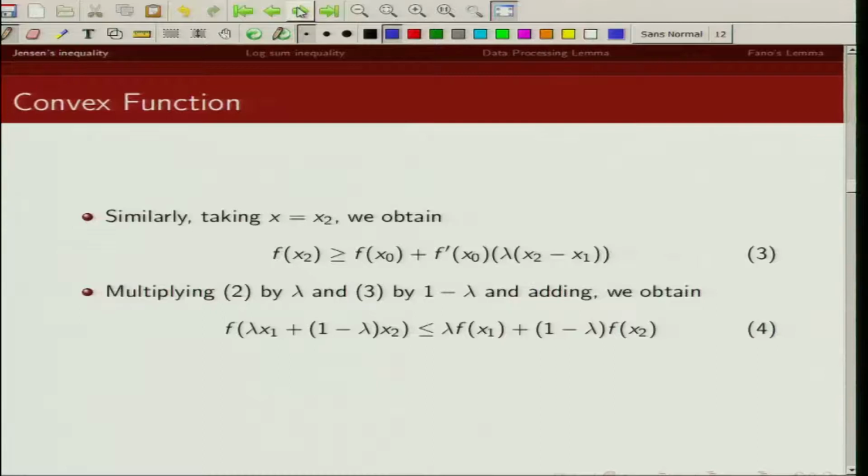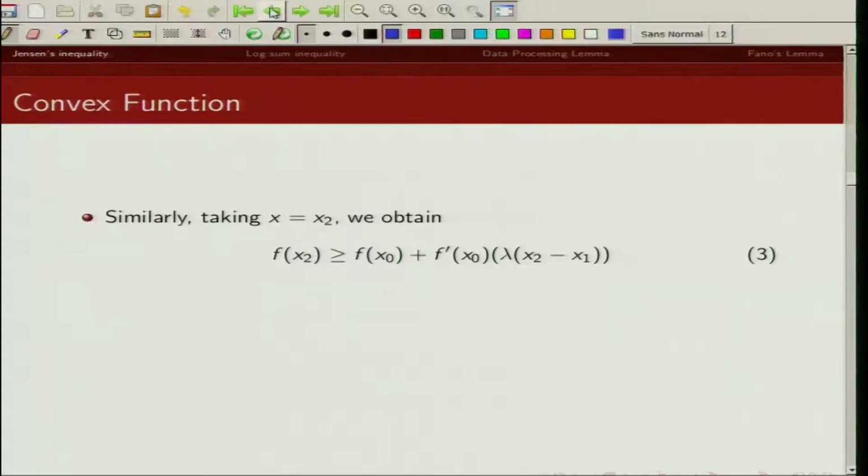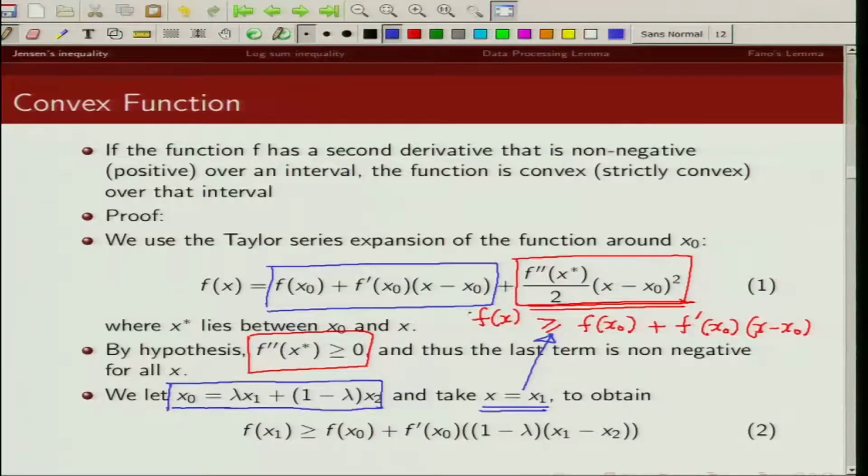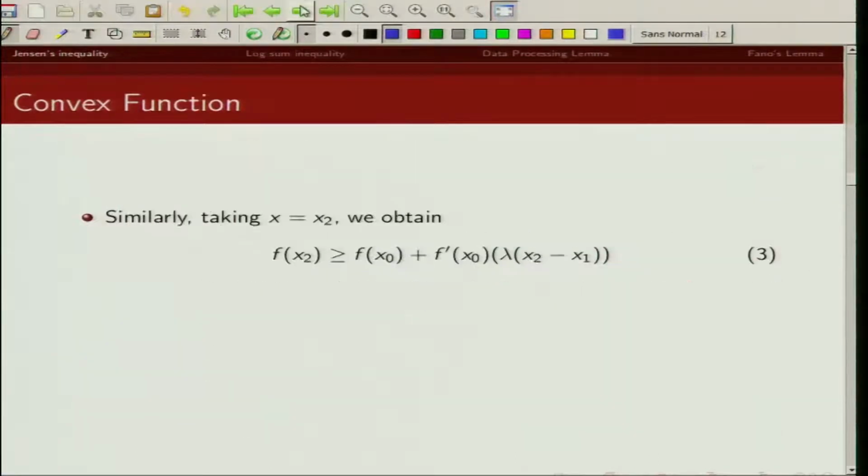Next I put x equal to x2 in this equation. If I similarly put x equal to x2, what I get is f of x2 is greater than or equal to f of x naught plus the first derivative of f evaluated at x naught, lambda times x2 minus x1, where x naught is again lambda times x1 plus 1 minus lambda times x2.